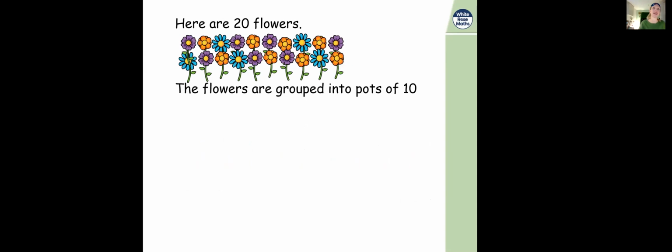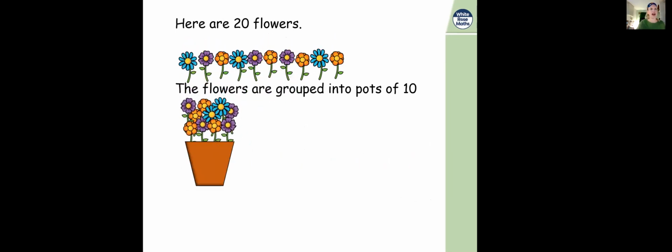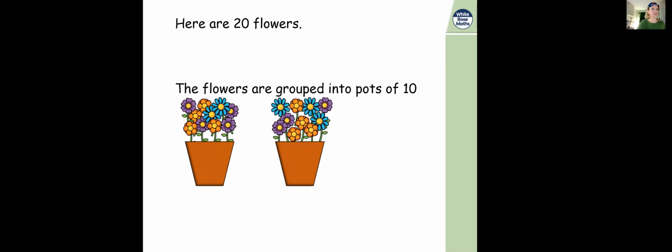Here's our 20 flowers again, and this time we're going to group them into pots of 10. So grouping them into 10s. 10 flowers go into that pot. And 10 more flowers can go into that pot. So how many pots of flowers can we group them into 10s with? That's right, 2 pots of 10. So 20 divided by 10 is 2.